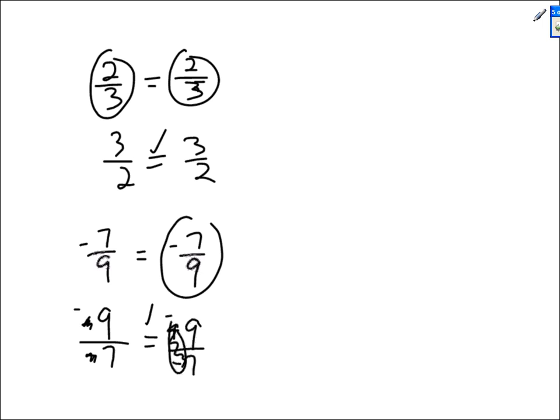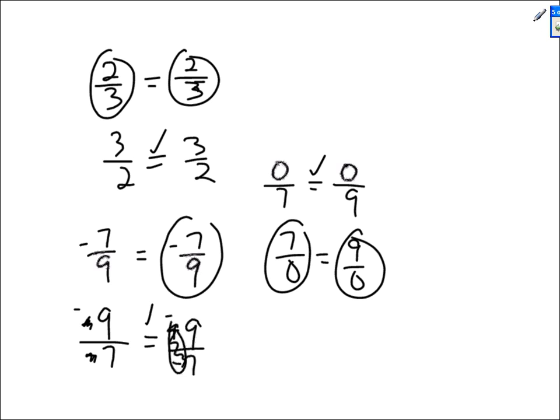Of course, there is one exception. 0 over 7, which is 0, does equal 0 over 9. They are equal. But their reciprocals are not, because this makes no sense and this makes no sense. Nonsense does not equal nonsense. They're not equal. That's the only exception.